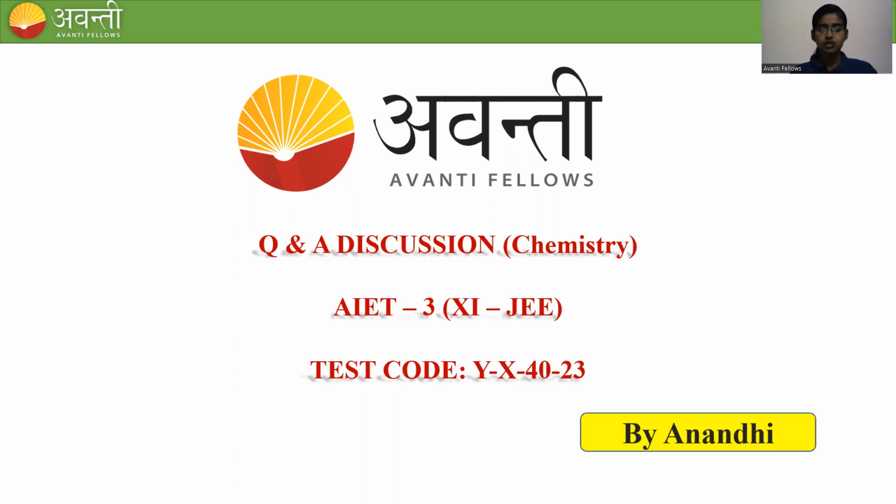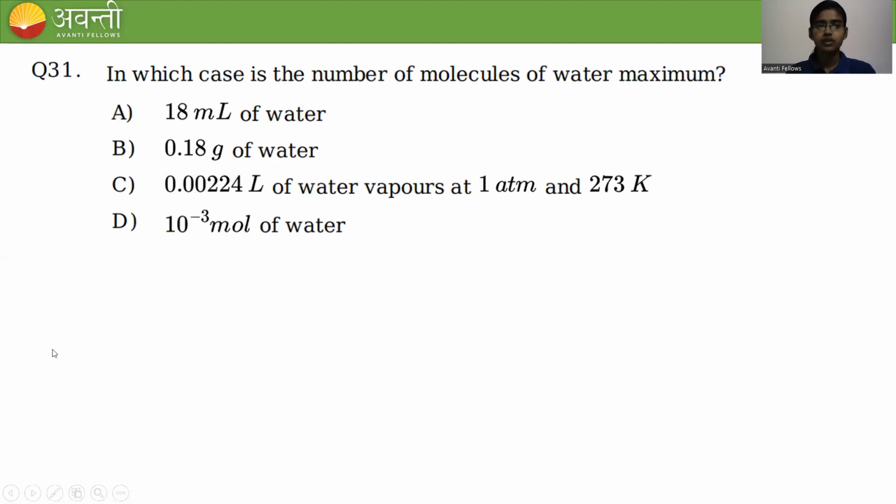So moving on to the first question for today, it is question number 31, which you can see on the screen. In which case is the number of molecules of water maximum? Option A, 18 ml of water. Option B, 0.18 gram of water. Option C, 0.0024 liter of water vapor at 1 atmospheric pressure and 273 Kelvin. And option D is 10 to the power minus 3 mole of water.